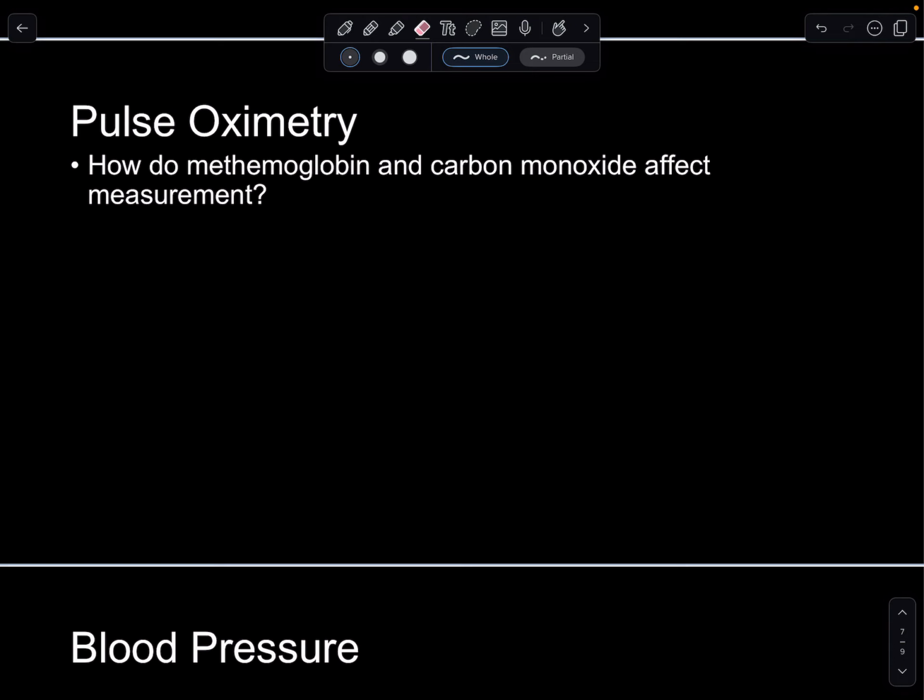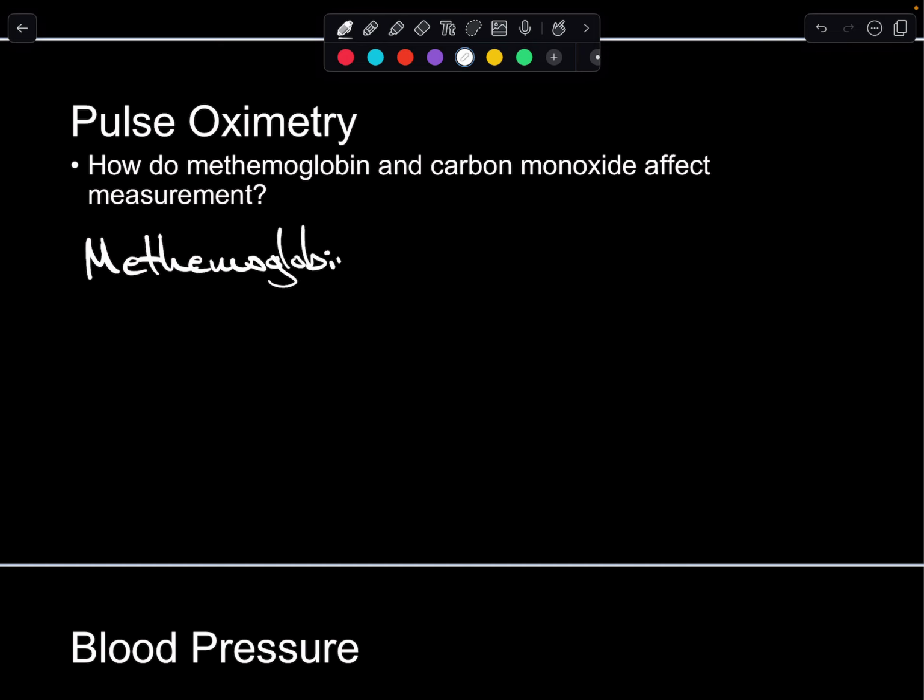So, how do methemoglobin and carbon monoxide affect the SpO2 measurement? Methemoglobin is going to produce an SpO2 reading of about 85%, regardless of their actual oxygenation status. So, if a patient has a normal oxygenation level around 95%, then it's going to read falsely low because it's still going to read 85%. However, if they're hypoxic below 85%, then it's going to read falsely high because it'll still read 85%.